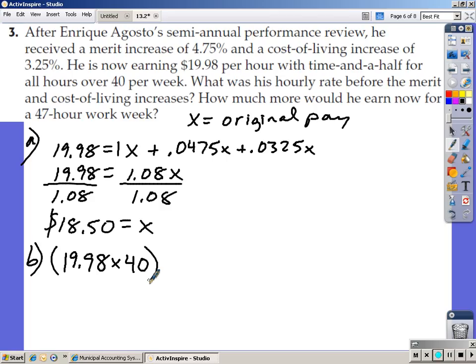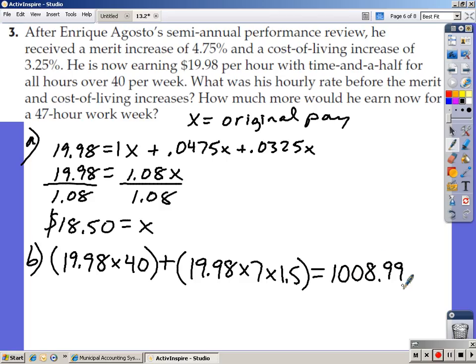Now we're going to add our overtime to it, which is your base pay rate times the number of hours, which is 7 in this case, anything over 40, times 1.5, and that represents time and a half. Okay? Plug that in your calculator. You should come out with $1,008.99.